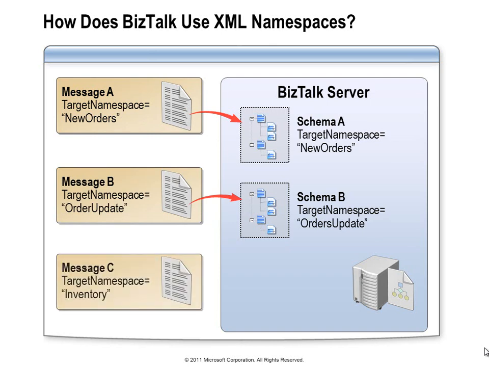Now if it receives another message, and in this case the message specifies that it's in the inventory namespace, BizTalk is going to try to perform that lookup, and it won't find anything. So it will submit the message to the message box, but it will suspend it in that case. So it's the schemas that provide BizTalk with the initial rules that it needs to process these messages as they arrive.